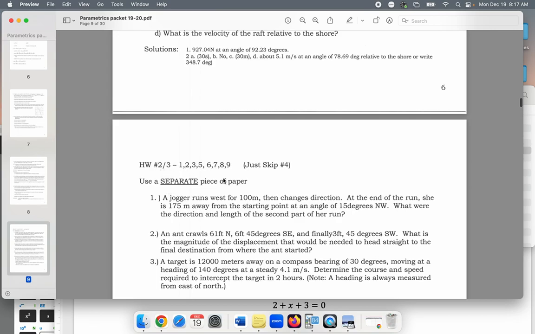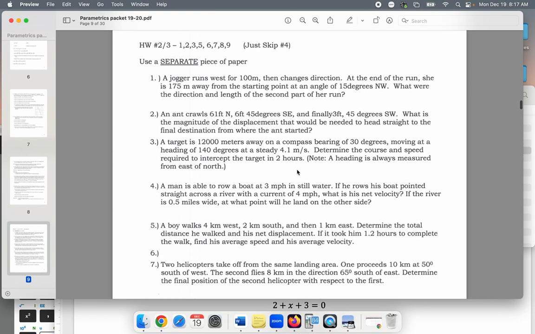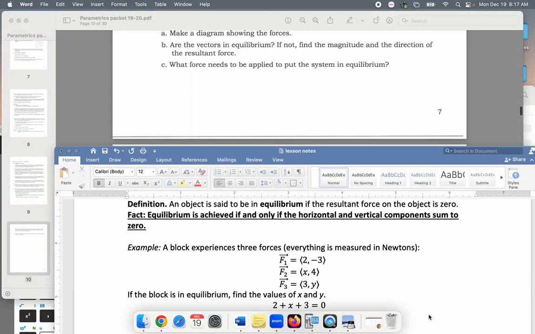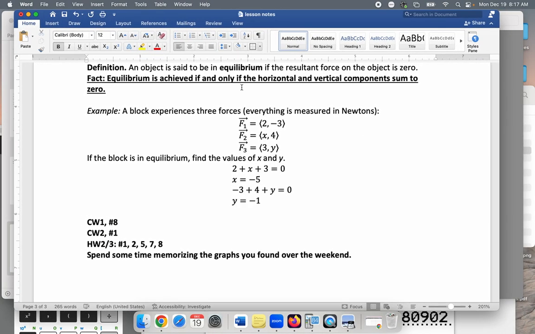There's just one assignment for homework 2 and 3, so you're going to do some of these exercises tonight, and then some of them next time. The specific ones I want you to do are classwork 2, number 1, and then for homework 2, 3, which is just that page we were looking at before, you're going to do exercises 1, 2, 5, 7, and 8.